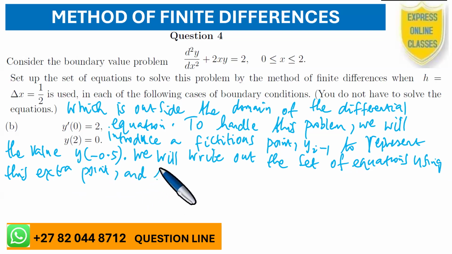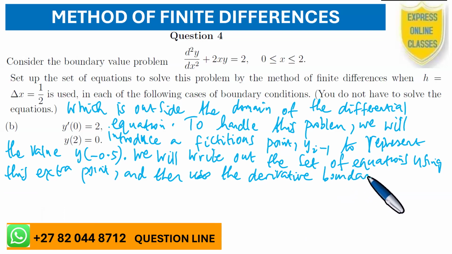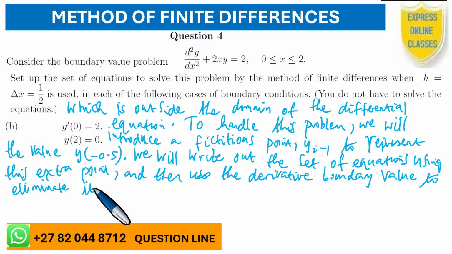and then use the derivative boundary value to eliminate it. Okay.